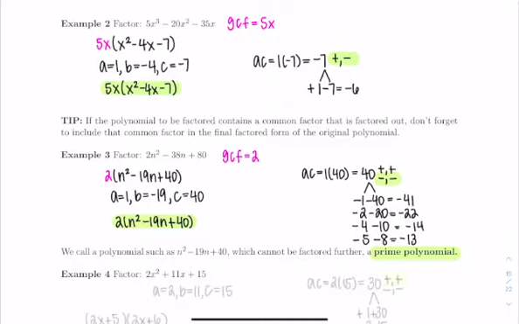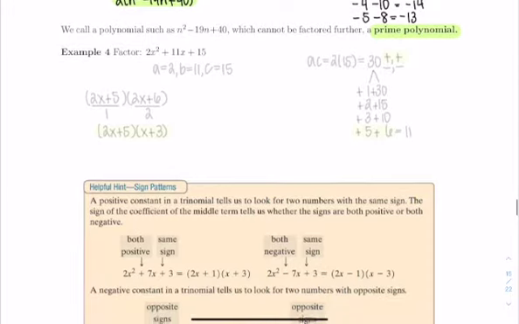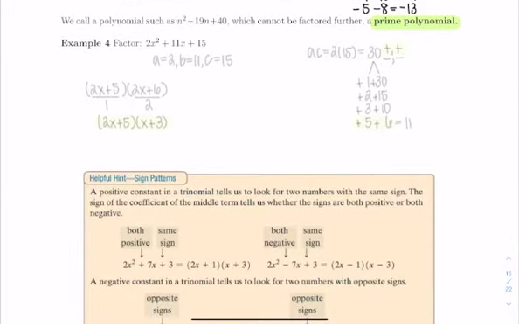Let's try another one. We've got 2x squared plus 11x plus 15. Do I have a GCF that I can take out? In this case, no. So we're going to go right to the Berry method. In this case, A is 2, B is 11, and C is 15. So A times C is 2 times 15, which is 30. We have those two choices of 2 positives or 2 negatives, but we know it's 2 positives because B is positive 11.